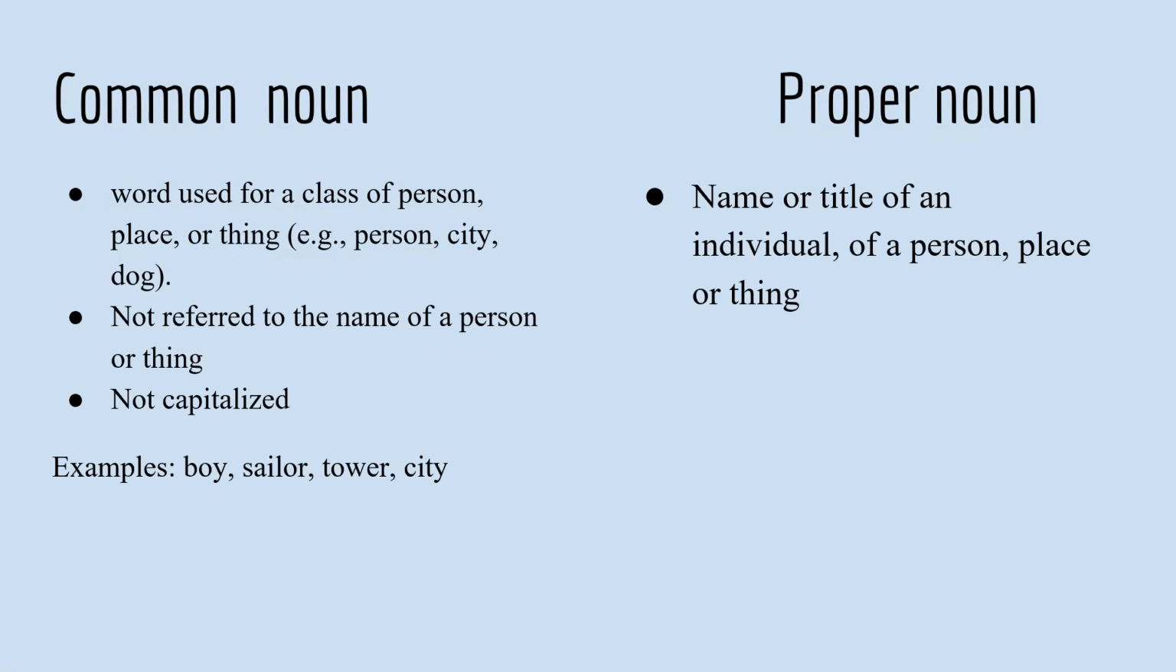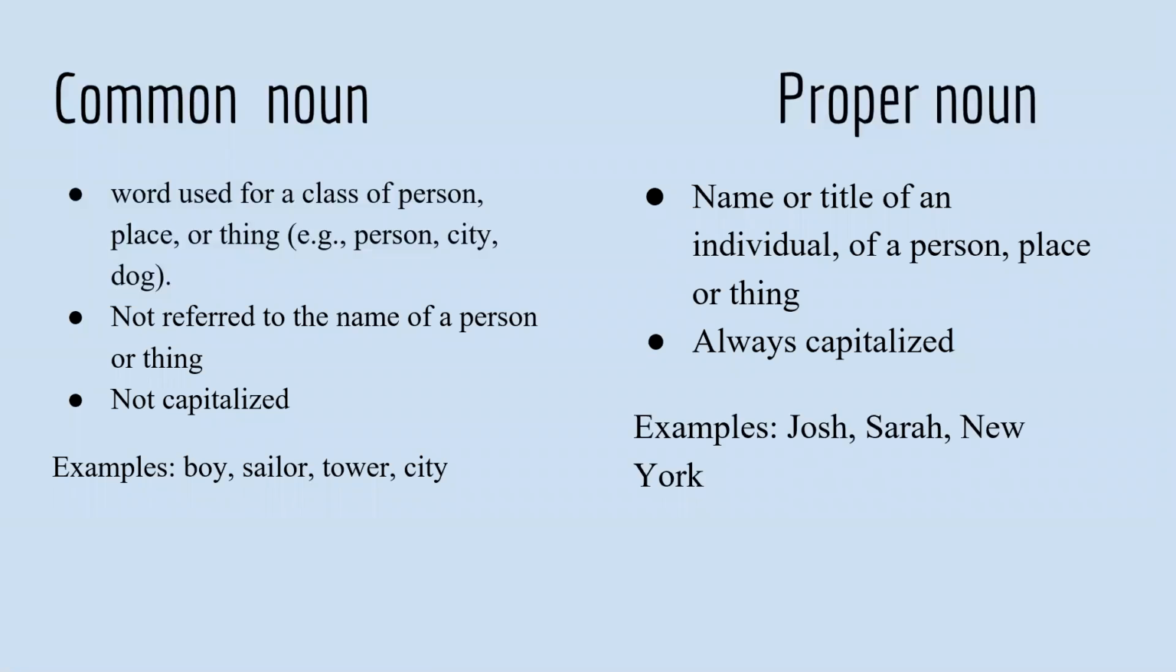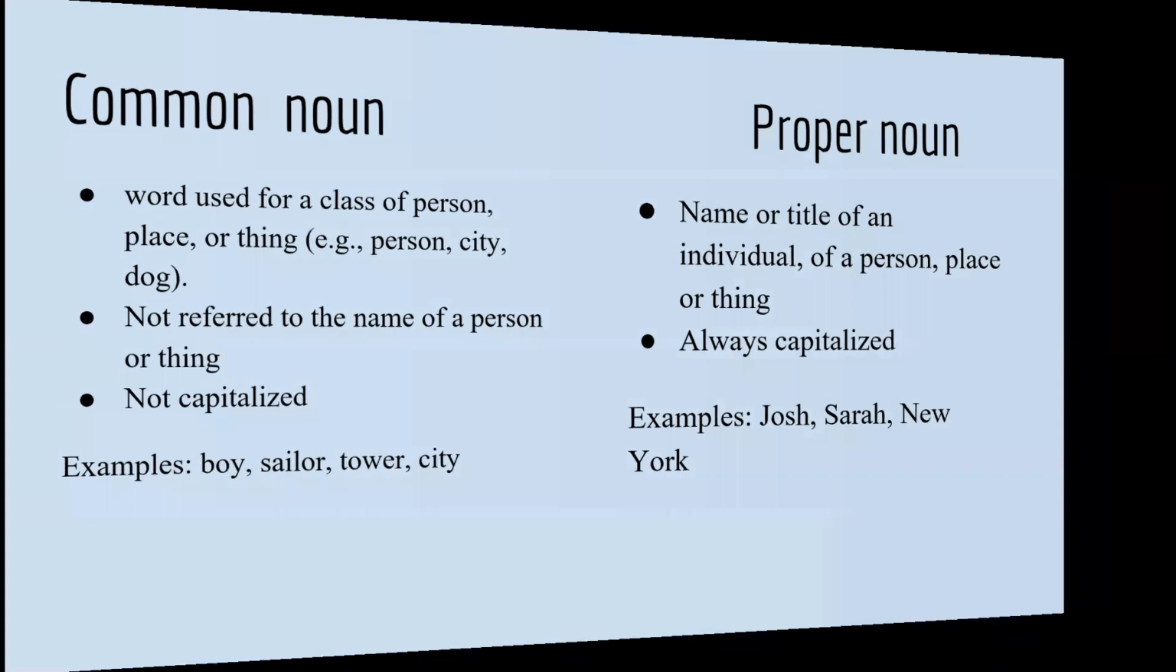Proper nouns, however, are names or titles of an individual, of a person, place, or thing. These are always capitalized no matter what. So examples include Josh, Sarah, and New York. Among other things, proper nouns name people, continents, countries, provinces, states, counties, parishes, geographic regions, days of the week, months of the year, holidays, and festivals, but not seasons. So examples include Hanukkah, winter, December, Friday, Alberta, stuff like that.